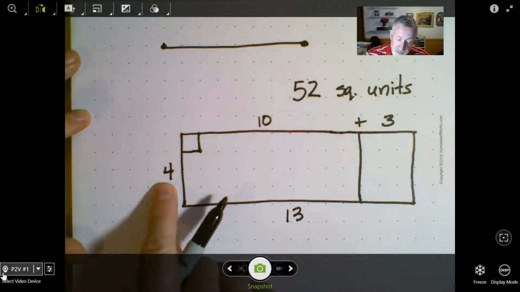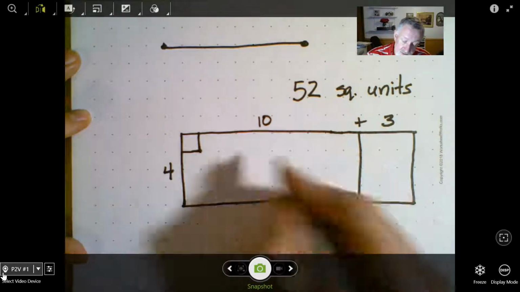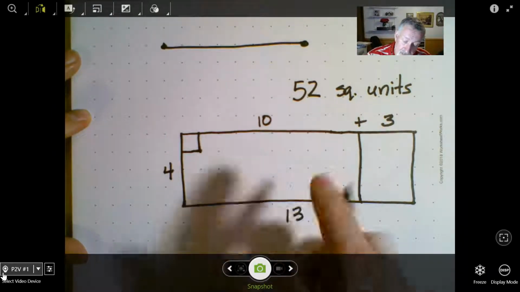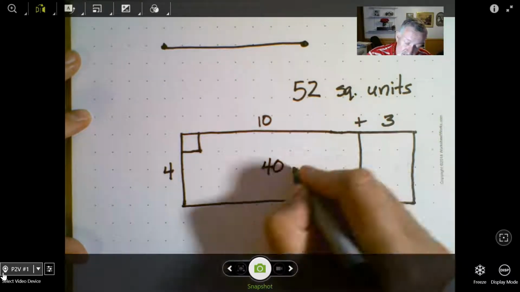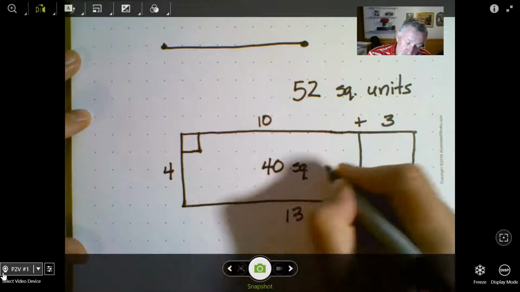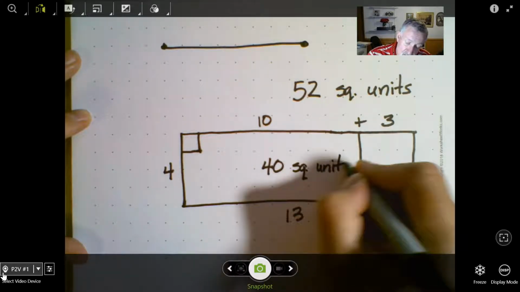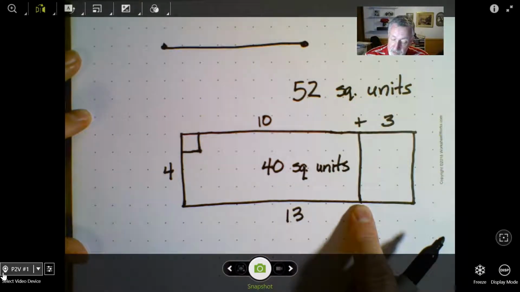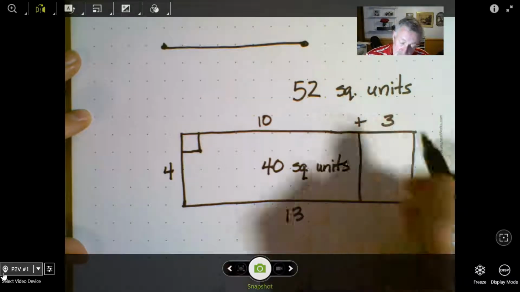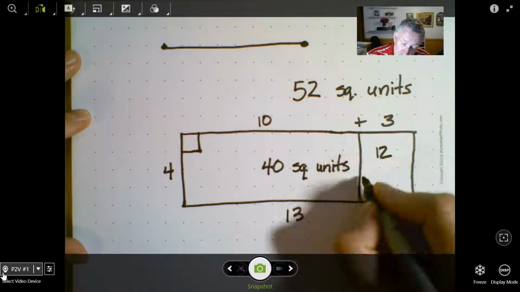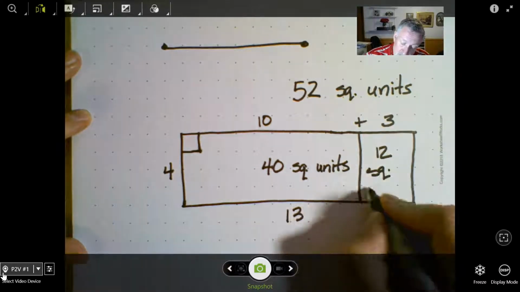So one of these shapes is 4 by 10. So inside this section of the box, I have 4 by 10. 4 times 10 is 40. So that is 40 square units. And over here, I have one that is 4 by 3. And 4 times 3 is 12 square units.